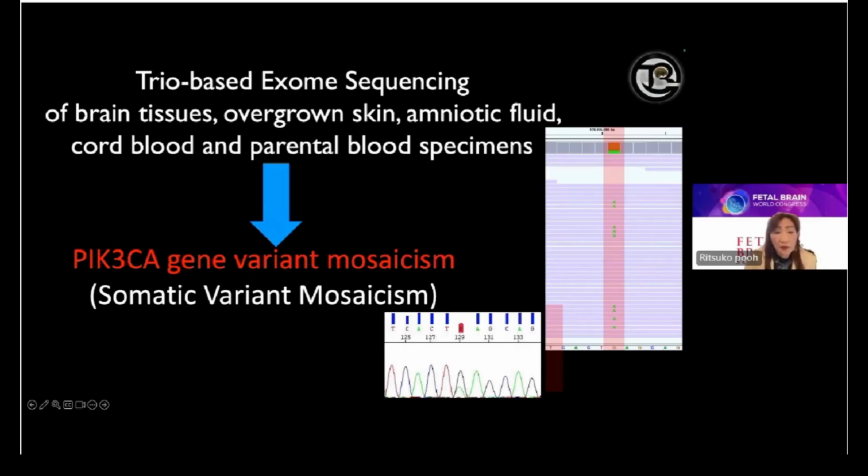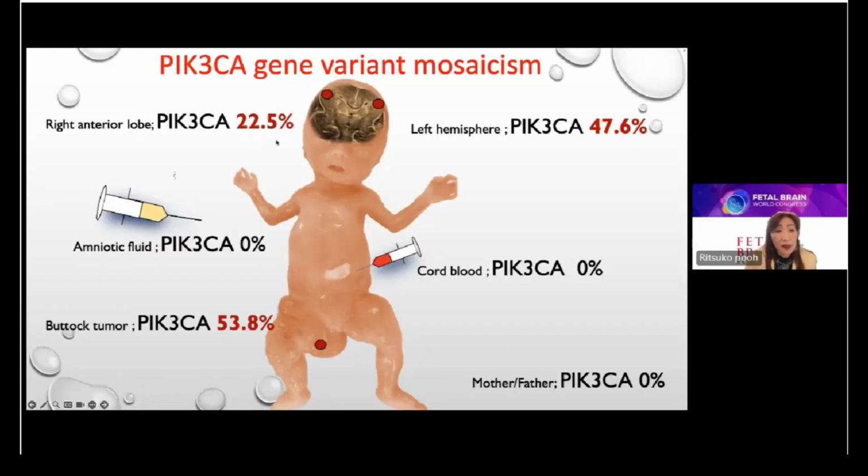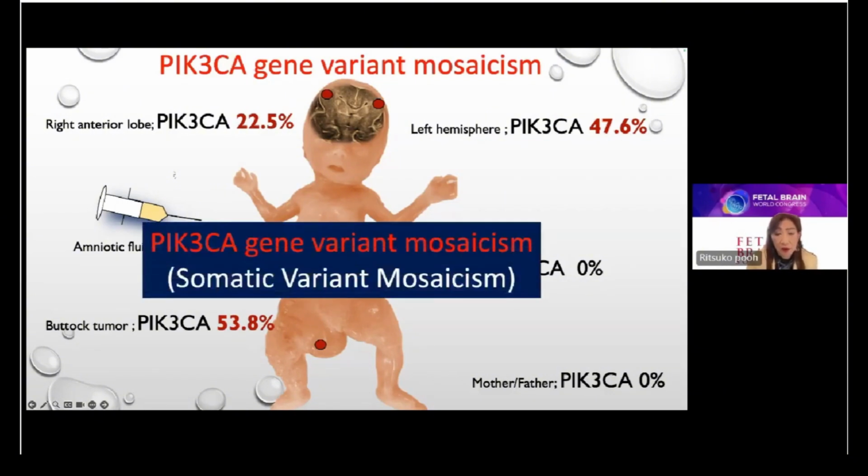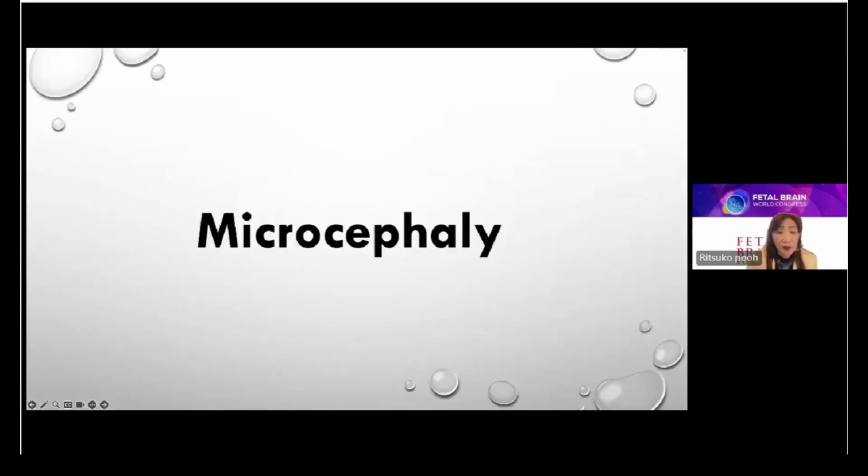And this is somatic variant mosaicism, and you can see right brain 22%, left brain 48%, and here the buttock tumor 53.8%, but amniotic fluid, cord blood, and mother 0%. So this is somatic variant mosaicism.